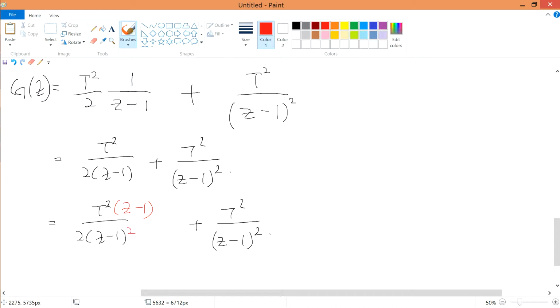So this thing over here becomes square. Alright, you get what I mean? I simply want their denominators to be the same, so I'll just multiply by z minus 1. So z minus 1 and z minus 1. The denominator will become z minus 1 squared, right? So this is what I'm writing down over here.